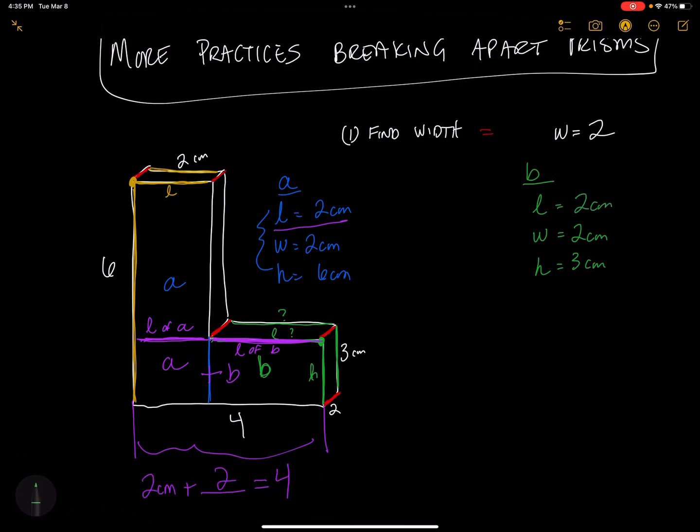Perfect. There we go. So we've split it apart. We've labeled it. We found all 3 measurements, and now all you would have to do is multiply them. Piece of cake. Let's do another one.